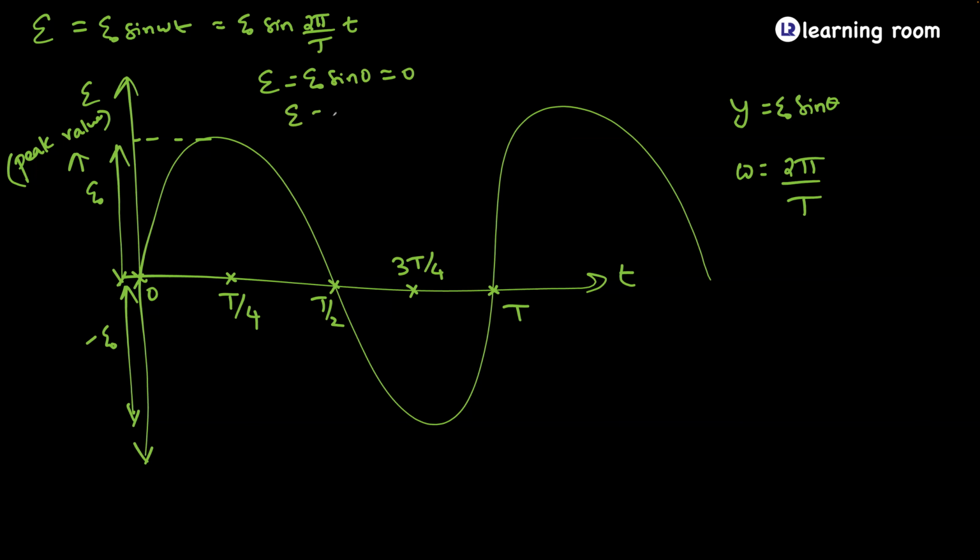When you put t by 4, so E is equal to E naught into sine of 2 pi by capital T, that is omega, into, in the place of small t, what should I put? T by 4. When I put this, T and T will get cancelled. 2 will cancel this 4 twice. So you get E naught sine pi by 2, which is E naught itself. That is where you got the maximum value.